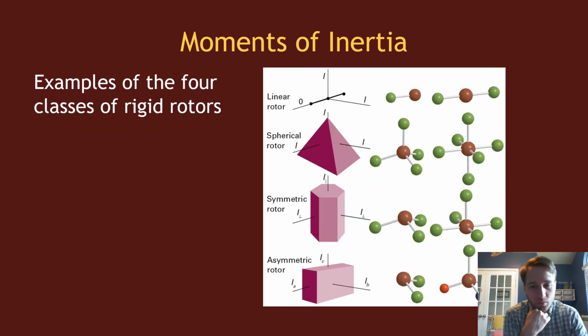All right. So pictures of these types of rotors are given here. This is like water in your asymmetric rotor, you have your symmetric rotor, and you can see the spherically symmetric and linear ones. So you can see the pictures of these molecules, and hopefully get a little bit of an understanding of being able to identify which molecule is spherically symmetric, just symmetric, linear, or asymmetric.